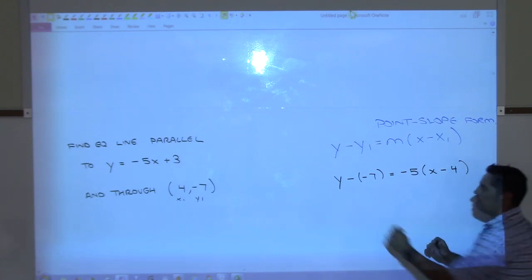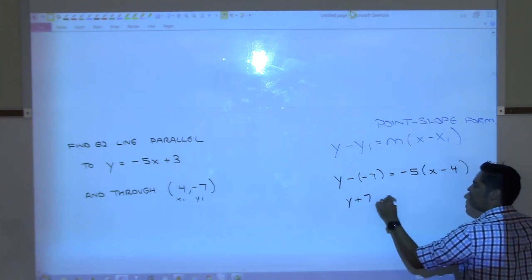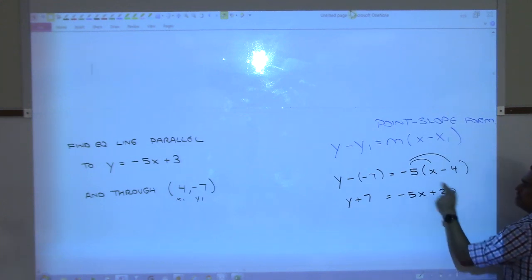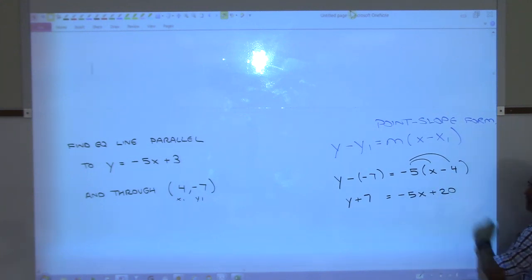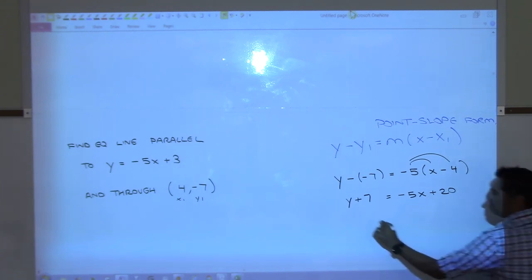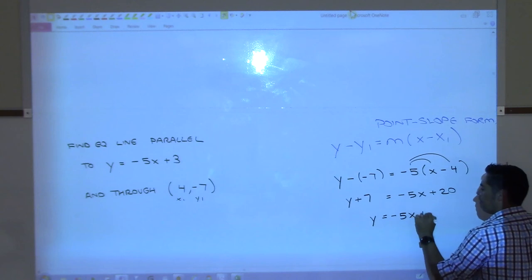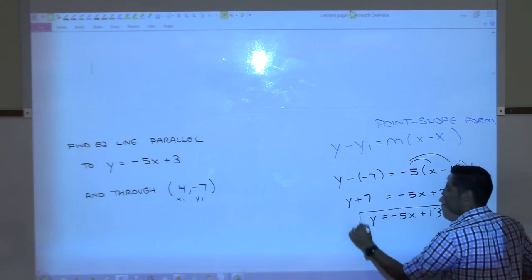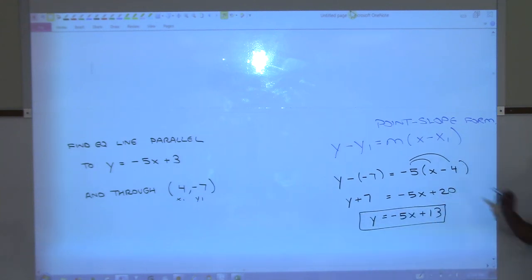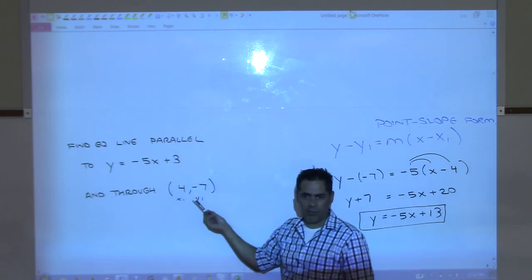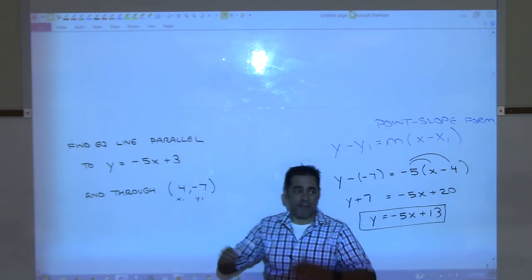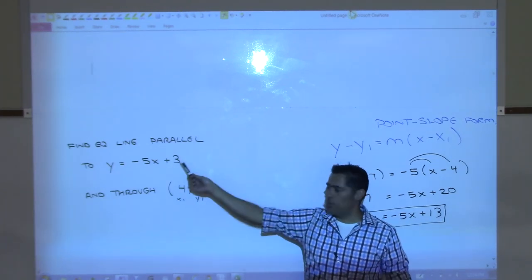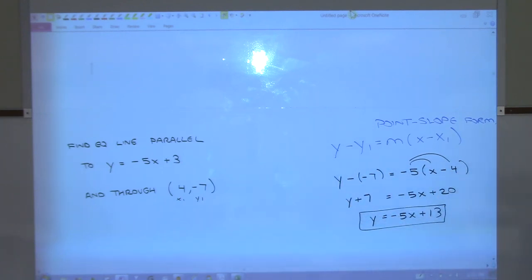And then you would have to clean it up. Y plus 7, because minus minus is plus. Let's distribute here. This is going to give us negative 5x plus 20, because negative times negative is positive, right? And then we would subtract 7 on both sides. So if I subtract 7 from 20, I get 13. So this right here is the equation of the line that is parallel to this line, but goes through this point. So if I graph this line and that line, they should be parallel, but this one over here should go through that point. This one won't. Does that make sense?